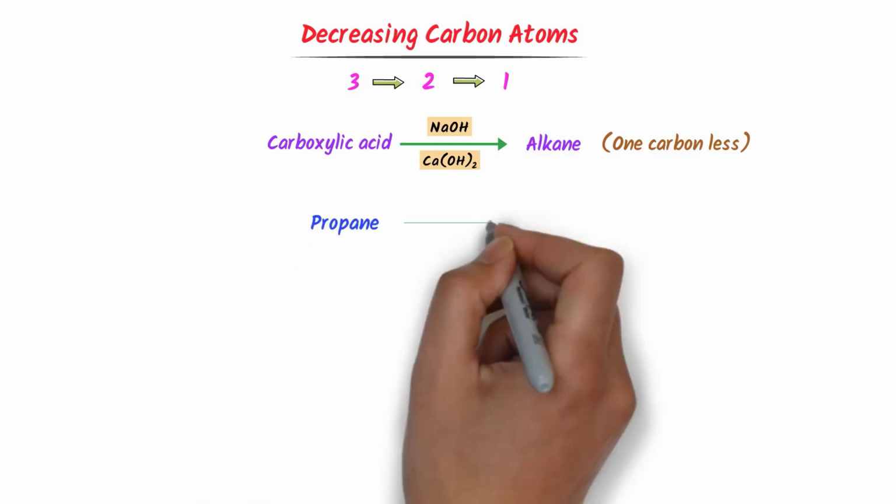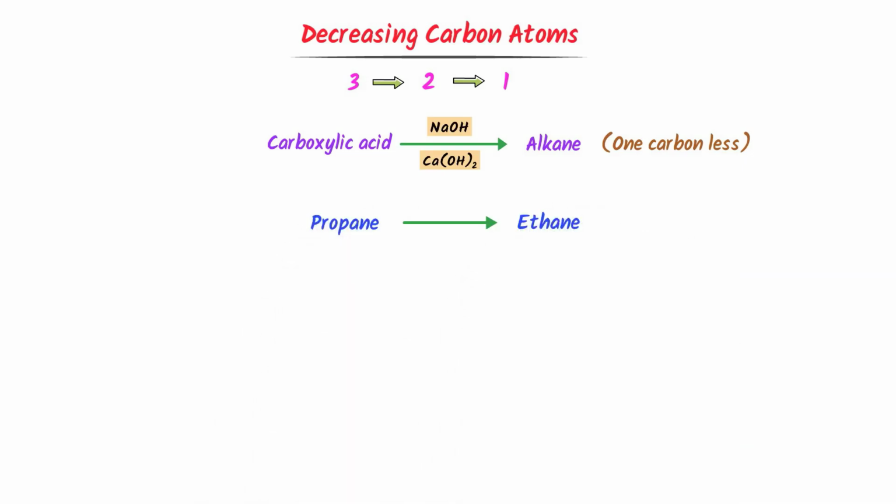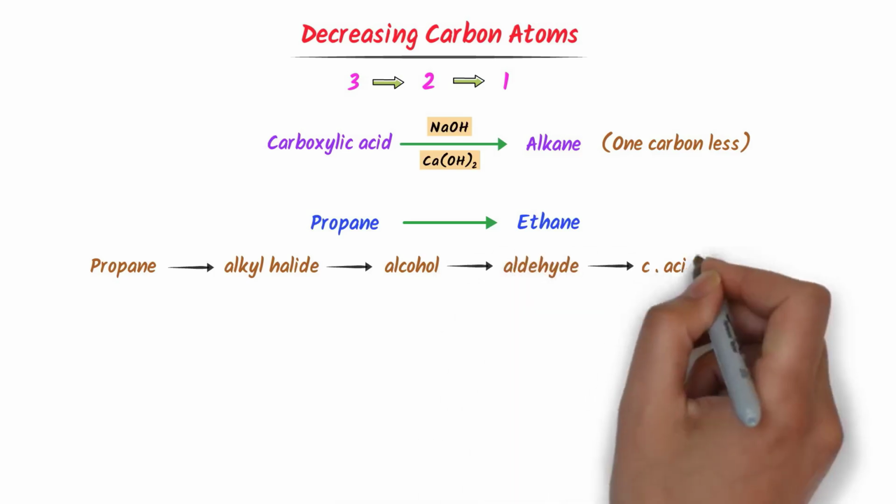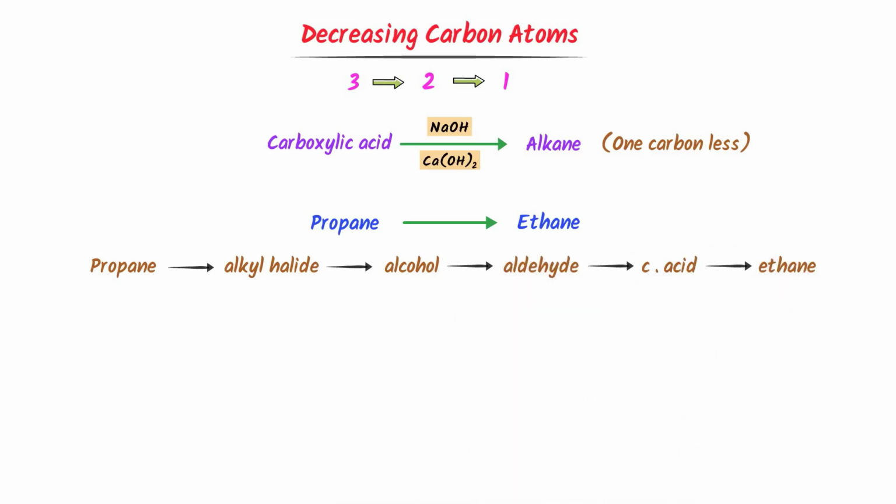Here, let's convert propane to ethane. We know that we will use these steps. Firstly, we will activate propane by converting it to alkyl halide, then to alcohol, to aldehyde, to carboxylic acid, and then to alkane. Now I add chlorine plus UV light to it.